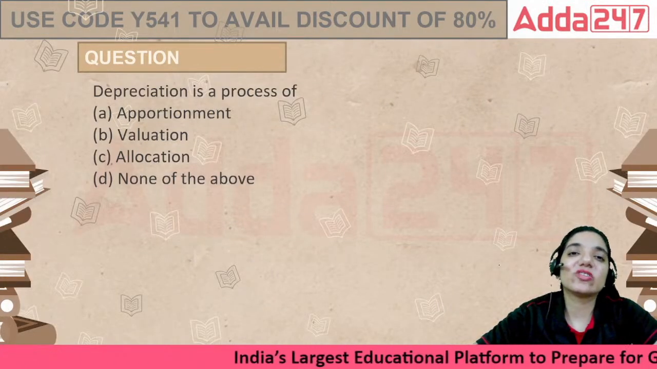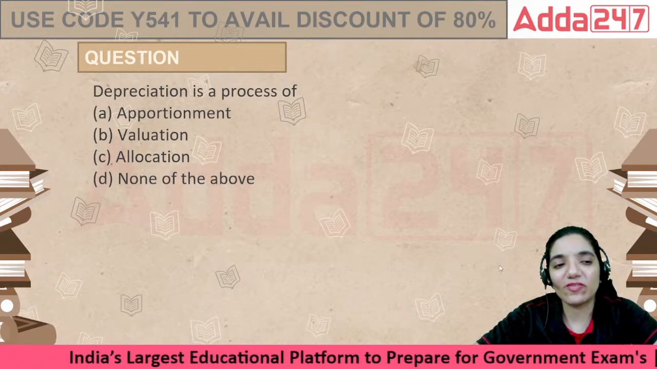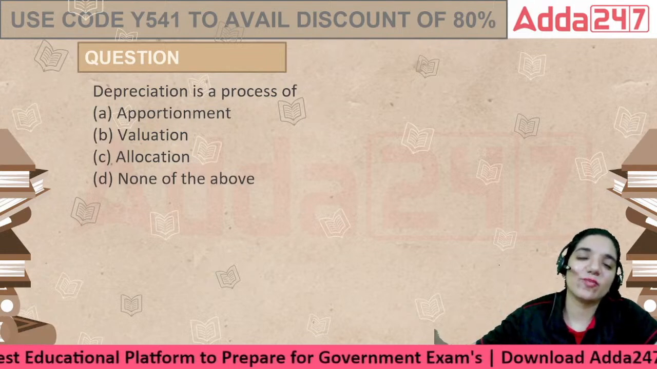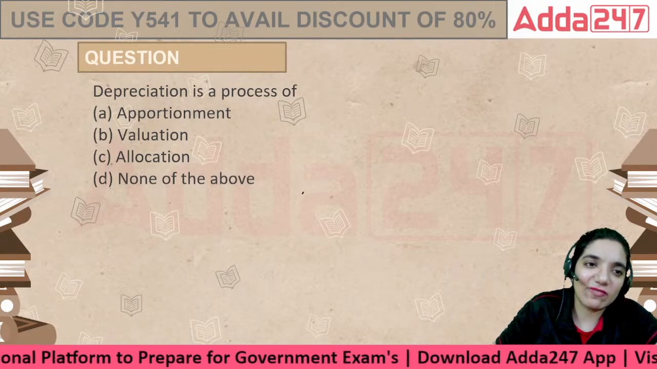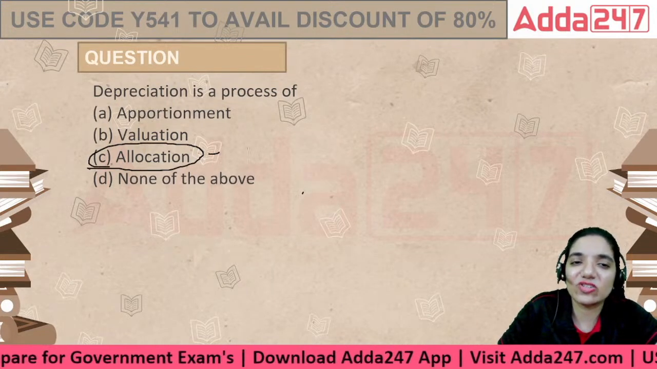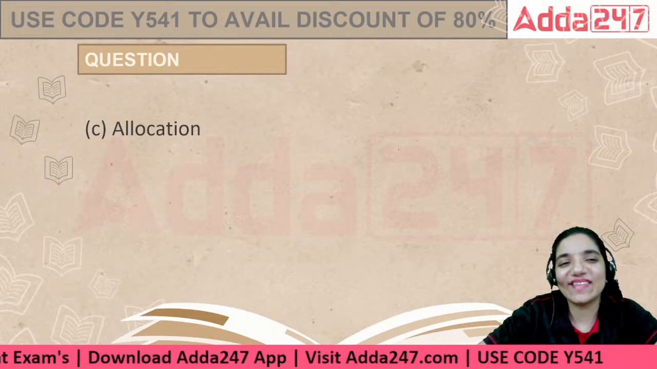Okay, depreciation is what? It's a process of apportionment, valuation, allocation, or none of the above. Basically an allocation. We know that the life of the asset is going to be long, so we are going to allocate the depreciation over different years. So it would be C.